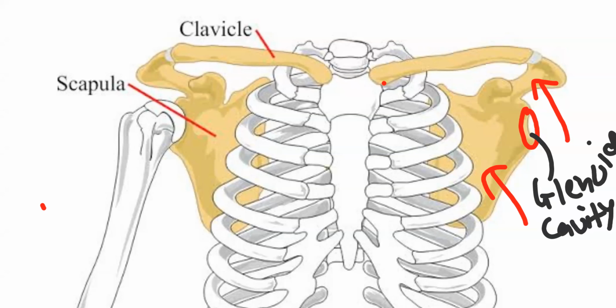What is a glenoid cavity? In the scapula bone, towards its outer surface, below the acromion process, there is one cavity, called the glenoid cavity. Can you see which bone is articulating in the glenoid cavity? Do you know the name of this bone?